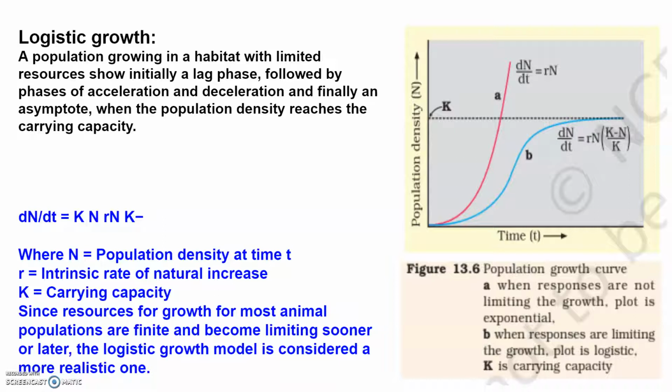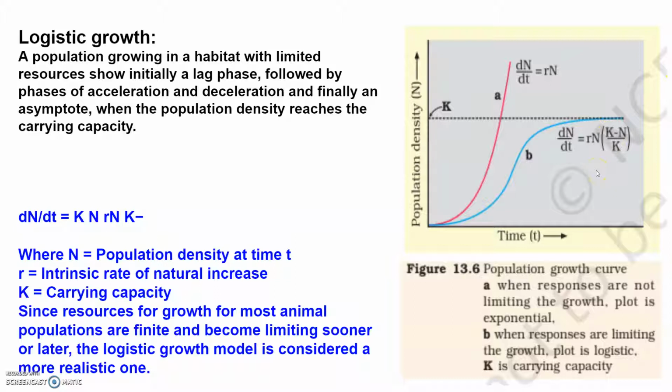Now in nature, a given habitat has enough resources to support the maximum possible number, beyond which no further growth is possible. Let us call this limit nature's carrying capacity. Here in this equation, we denote it by K, the carrying capacity for that species in that habitat. A population growing in a habitat with limited resources will show initially a lag phase, followed by a phase of acceleration, and finally an asymptote where the population density reaches the carrying capacity, which stands for K here.